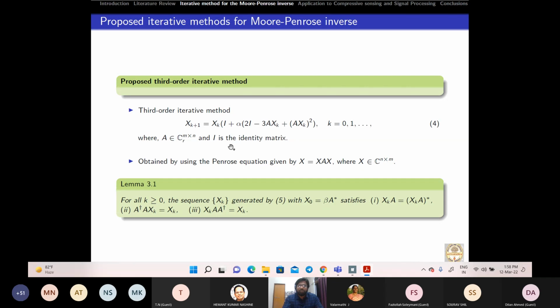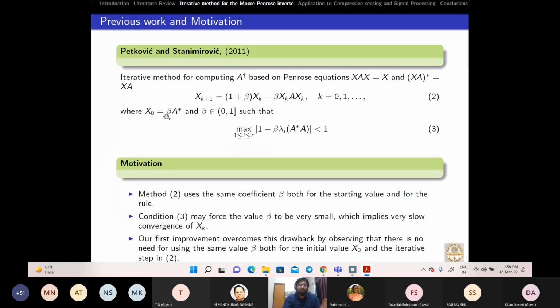Alpha was in the method and beta was separately in the initial approximation x naught. Because what we observed is that this method was becoming slow. If you take the same beta in both places, then we were seeing that the method had a slow rate of convergence. So we chose a separate beta, though both scalars were running from 0 to 1. Both were independent, and we could choose them based on our requirement just to accelerate the method.